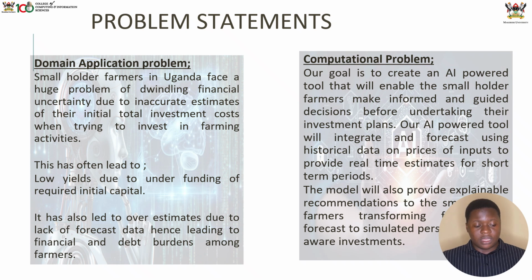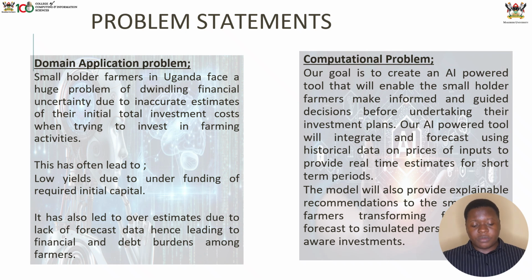Our problem statements. The domain application problem. Our smallholder farmers in Uganda, as you well know, face limited access to resources that can help them predict their total cost of investment and make accurate estimates of their total investment costs in inputs like fertilizers, seeds, and other agricultural inputs that are required in their projects. So our smallholder farmers don't have that, so it leads to low yields and then financial risks of losses.